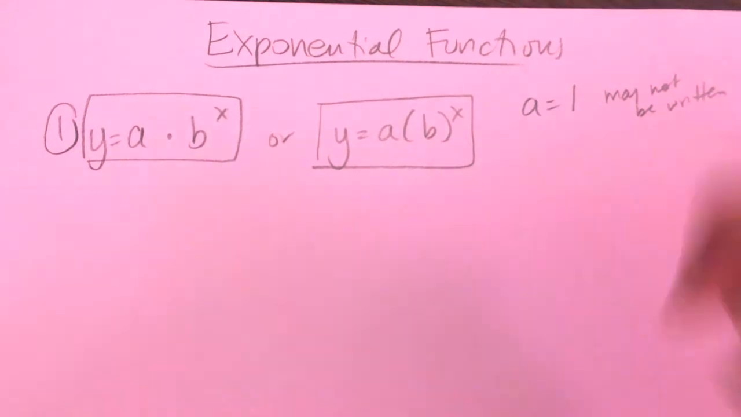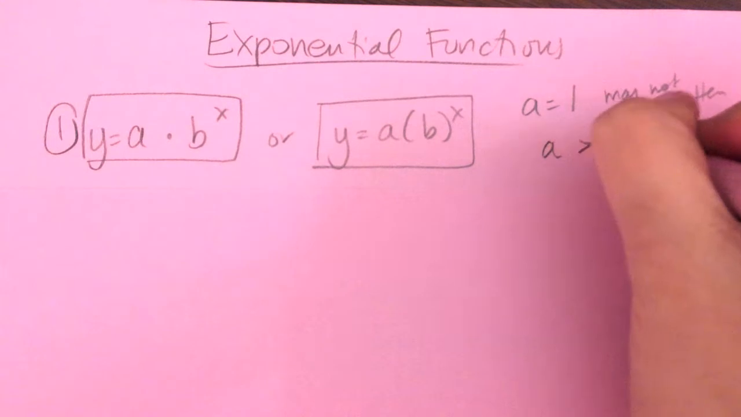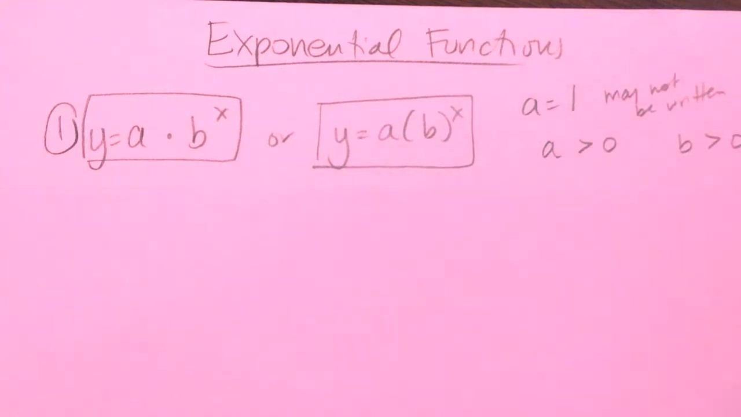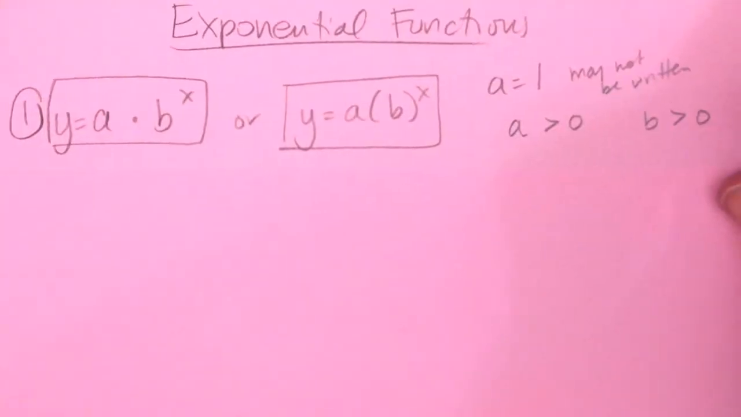Now, as we've talked about before, a has to be greater than 0, and b has to be greater than 0. If a isn't greater than 0, we have nothing to grow, and if b isn't greater than 0, then we're not growing or decaying, nothing's happening. So these values have to be bigger than 0.